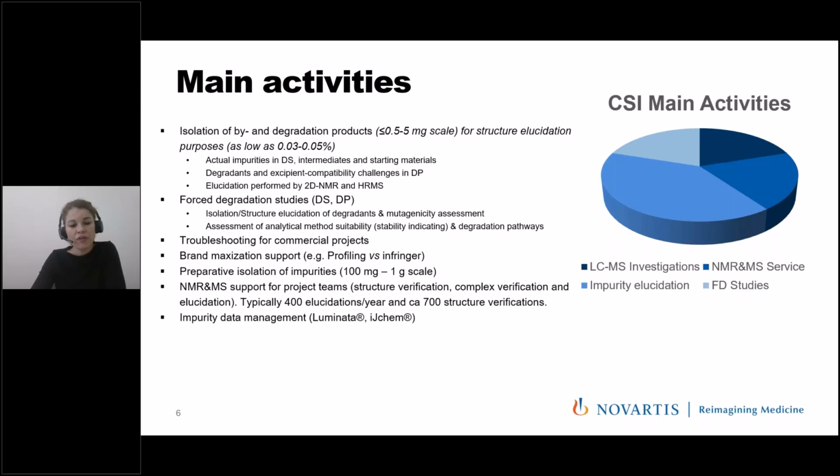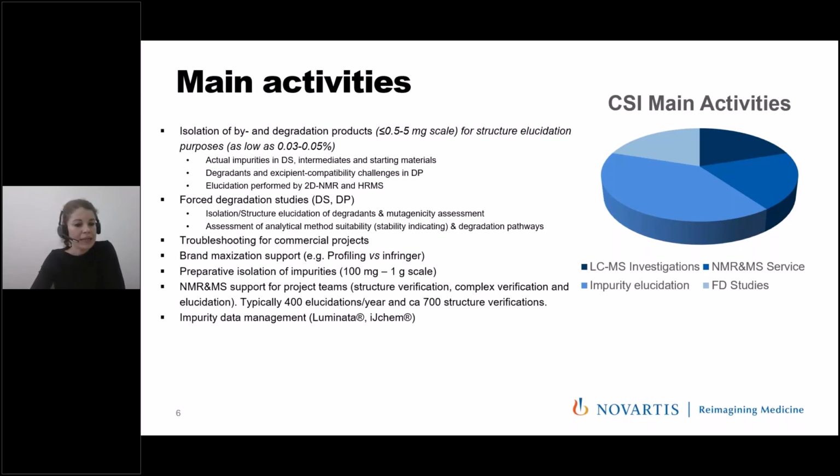And we try to provide to the project teams a full elucidation, so not only LC-MS, but also NMR elucidation to be able to give them that certainty in the structure elucidation that can then be submitted in the regulatory dossier. We perform forced degradation studies, both for drug substance and drug product. And as part of these studies, we isolate and perform structure elucidation of the major degradants, and together with the project team, submit for mutagenicity assessment.